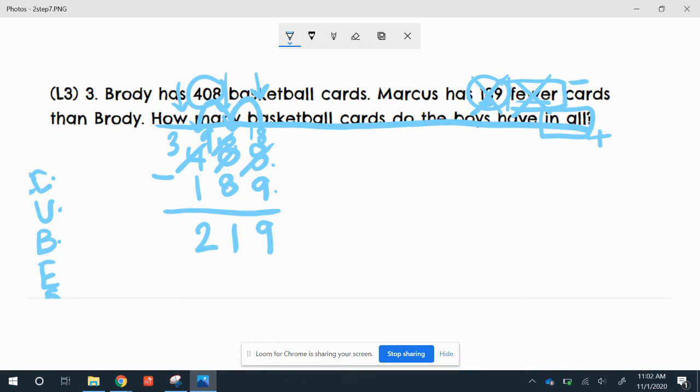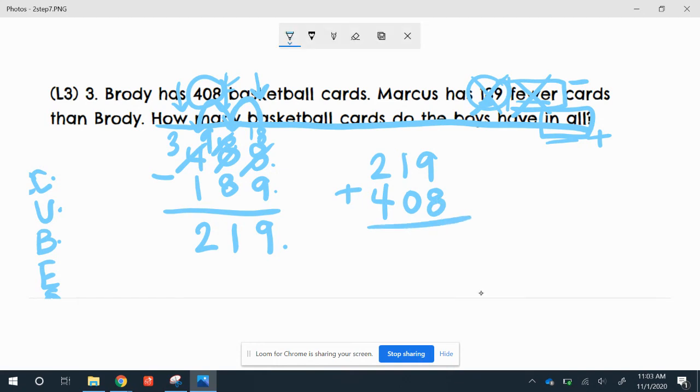Let's look at the second keyword. I see that the second keyword is in all, and I know that in all today means to add. Now I'm going to look at the numbers that I haven't used yet. I'm going to take the answer that I solved, 219, and the number 408 because it hasn't been crossed off. It's not kissing a keyword. And good mathematicians always line them up.